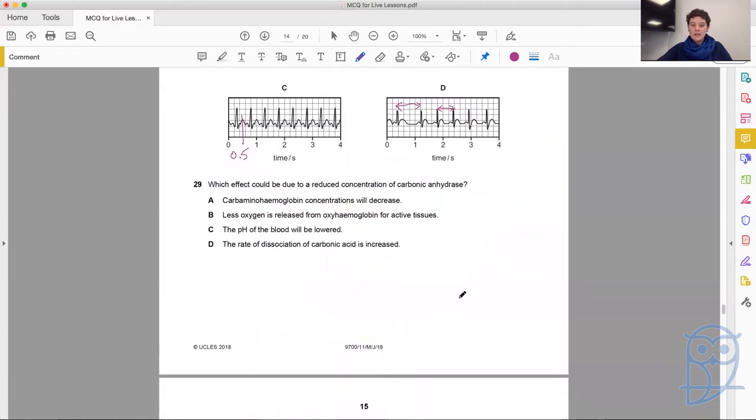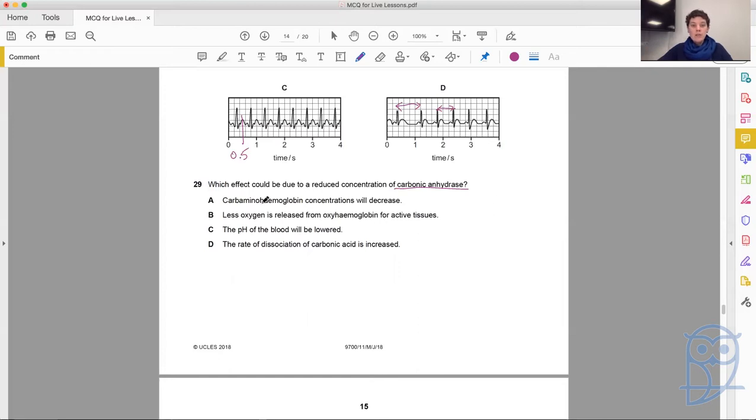Question 29. Which effect could be due to a reduced concentration of carbonic anhydrase? Right, so what does carbonic anhydrase do? Thinking back to that equation, it's involved in that Bohr effect and that changing of the release of oxygen in our tissues where we have high concentrations of carbon dioxide.